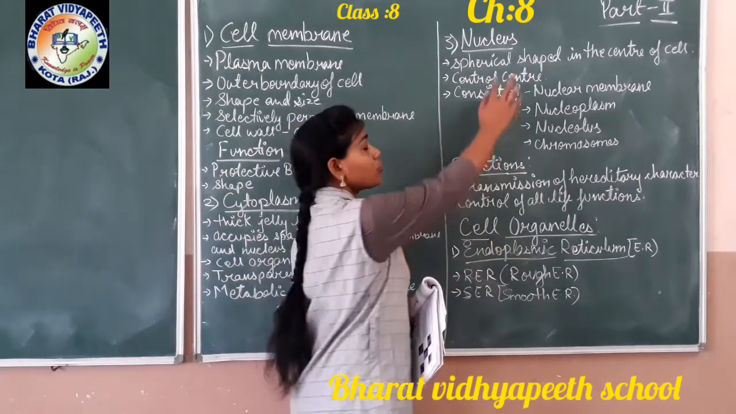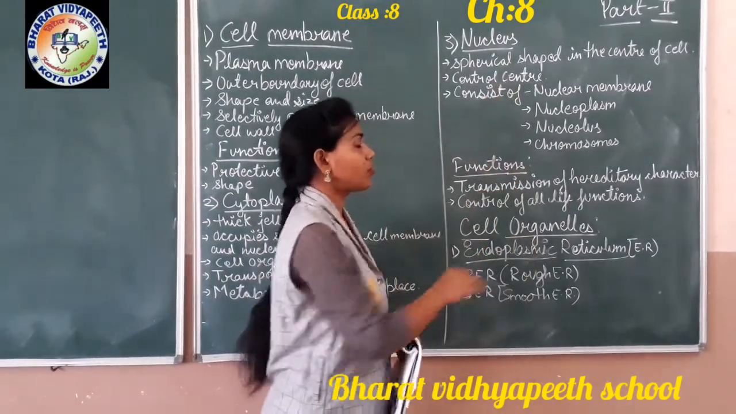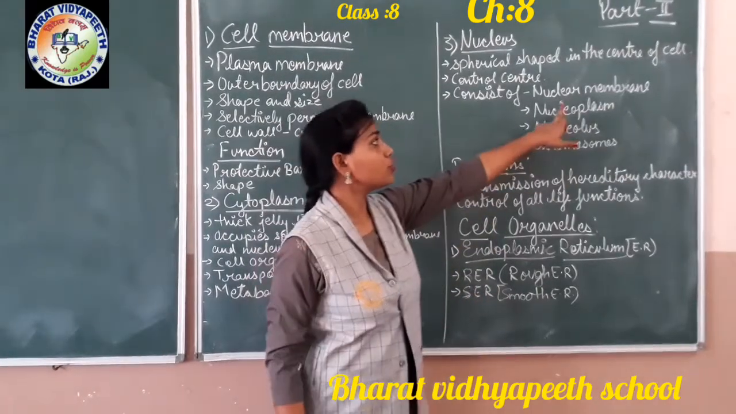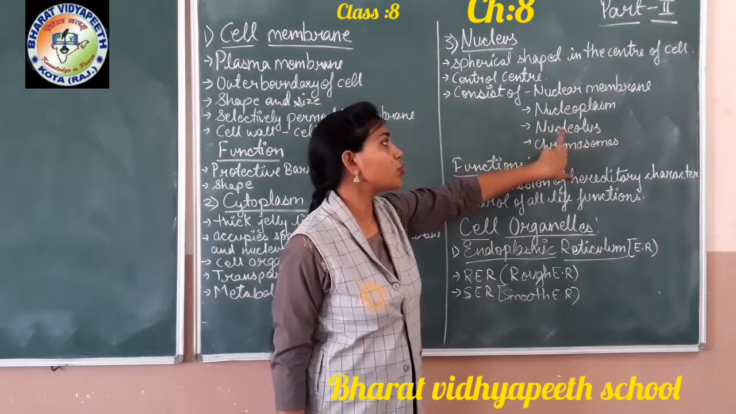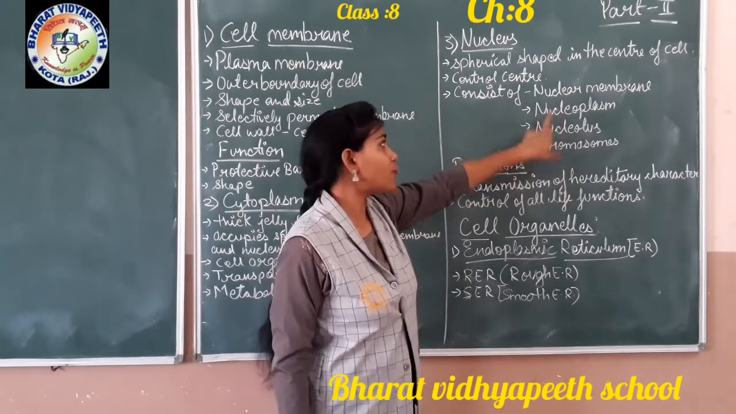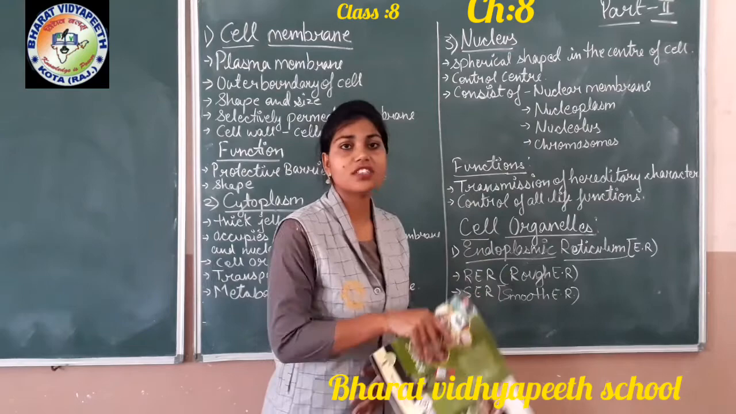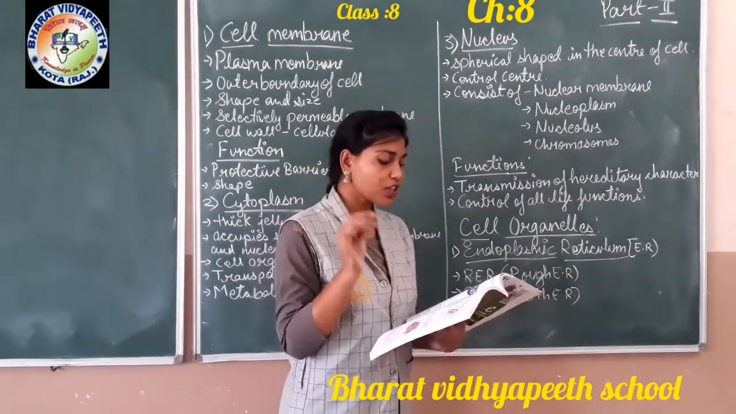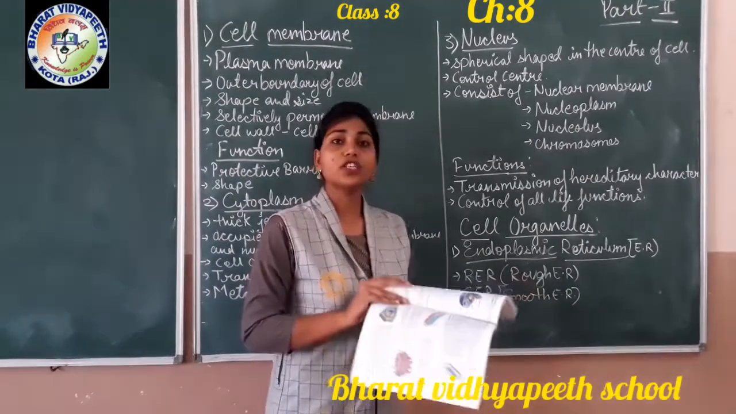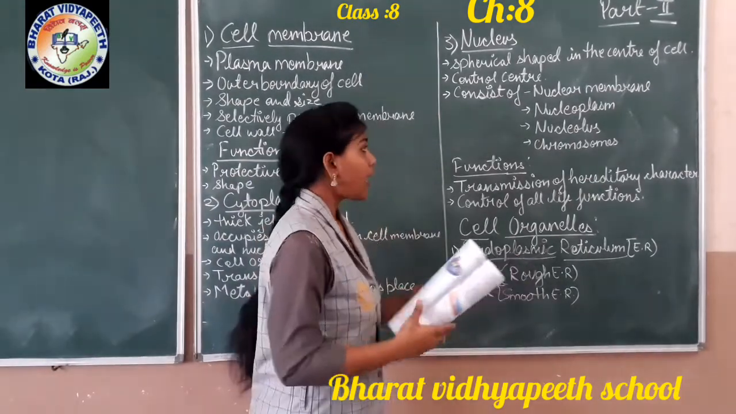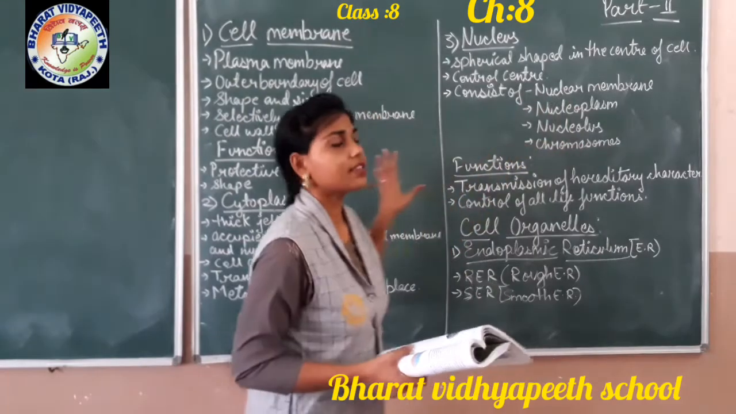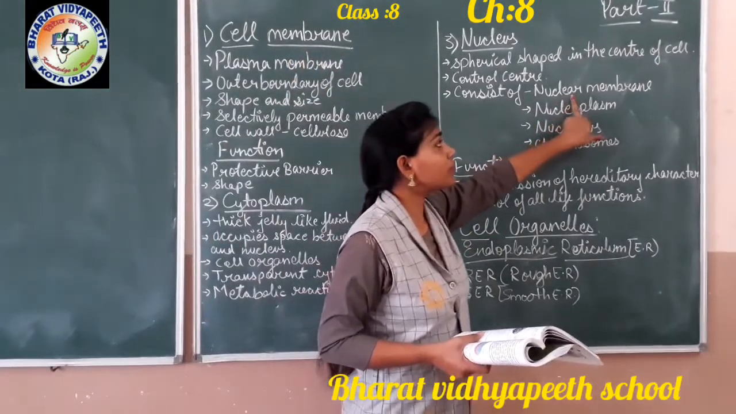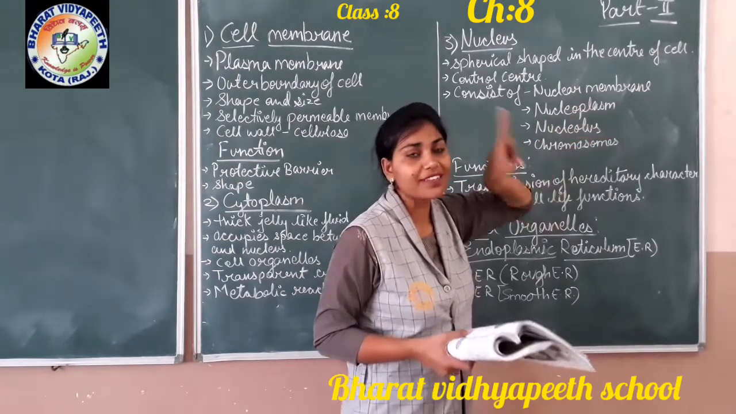Another concept: the nucleus is mainly made up of four things. That is nuclear membrane, nucleoplasm, nucleolus, and chromosomes. First is the nuclear membrane. Nuclear membrane is the outer covering of the nucleus. Like the outer covering of the cell is known as the cell membrane, the outer covering of the nucleus is known as the nuclear membrane.